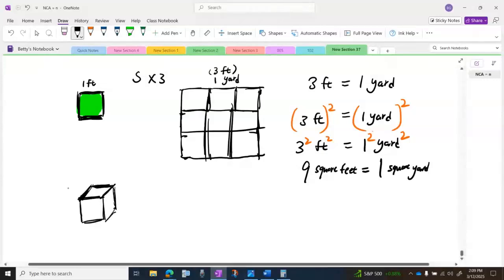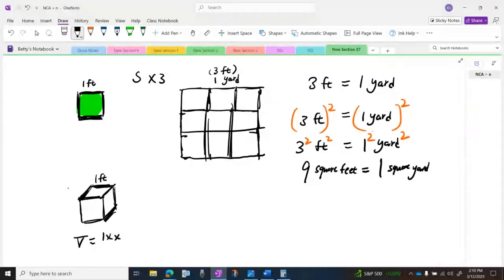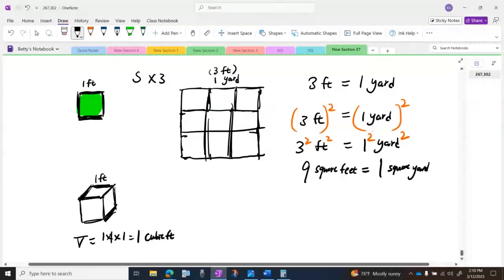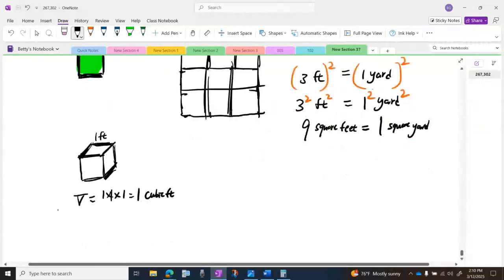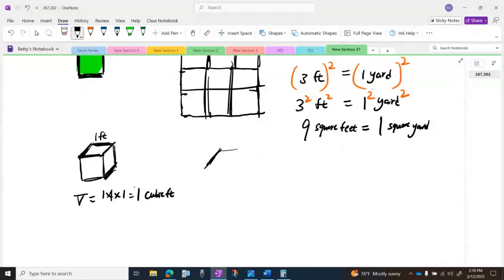Let's consider this cube, and the side length is 1 foot. So the volume is length times width times height, 1 times 1 times 1. So it's 1 cubic foot, right? And what if you triple the side length? What would you have? You triple all the 3 dimensions, and they're going to become 3 times longer, like this.